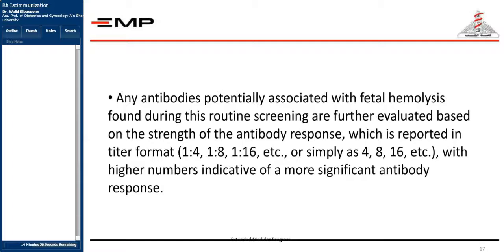Any antibodies potentially associated with fetal hemolysis found during this routine screening are further evaluated based on the strength of the antibody response, which is reported in a titer format, 1 to 4 or 1 to 8 or 1 to 16, etc., or simply as just 4, 8, or 16, with high numbers indicative of a more significant antibody response. This is measured by a test which is called the indirect Coombs.